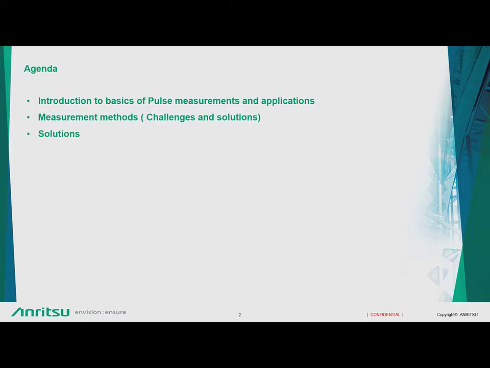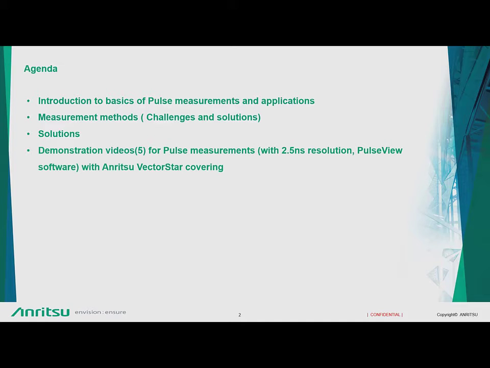As I already mentioned, we will be doing 5 demonstration videos for making pulse measurements, and you will be able to see a difference in how resolution matters. If your measuring system has the capability of measuring very fine pulses to a resolution of 2.5 nanoseconds, you can see a lot of ringing and a lot of overshoots that might damage some of the components of a system or subsystem, and you can then work to make things better.